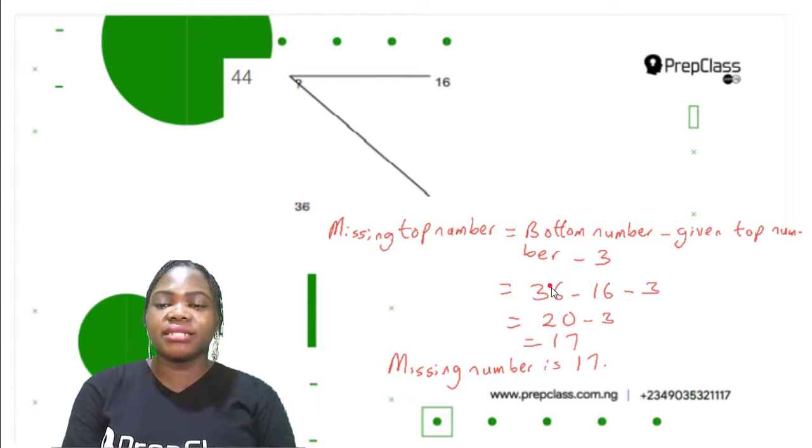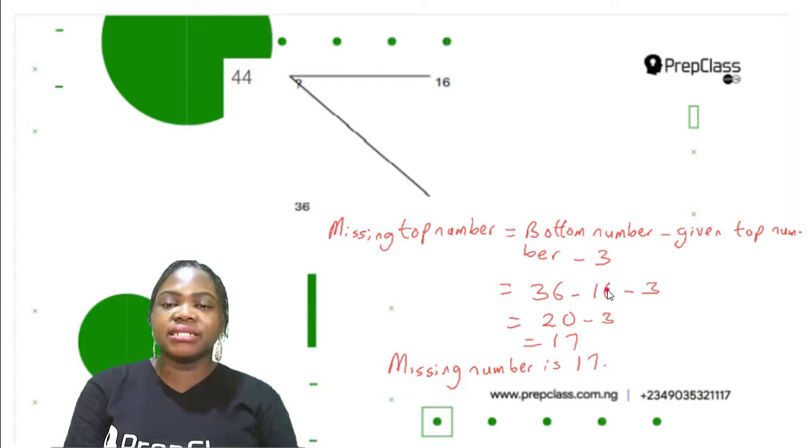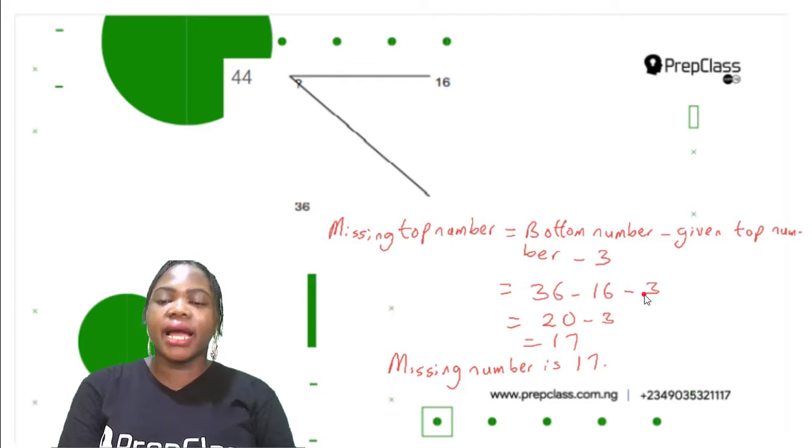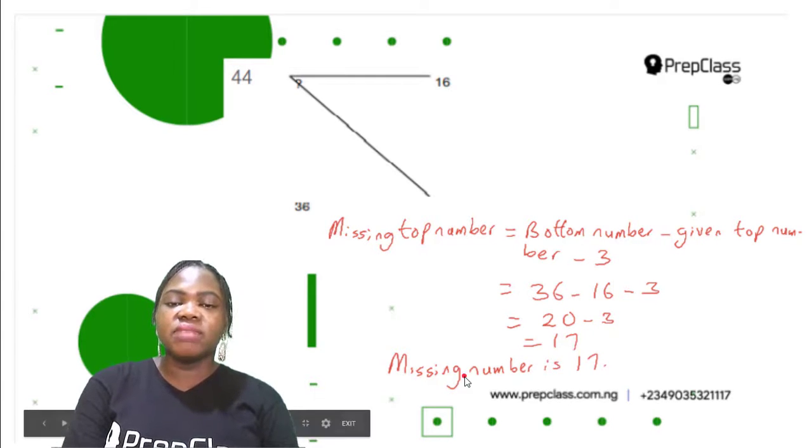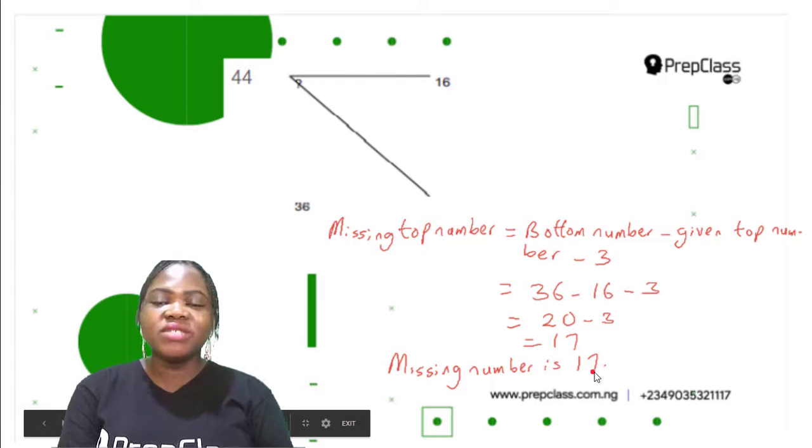The bottom number is 36. The given top number is 16. Then you subtract 3. So 36 minus 16 minus 3. 36 minus 16 is 20. Then 20 minus 3 is 17. So the missing number is 17.